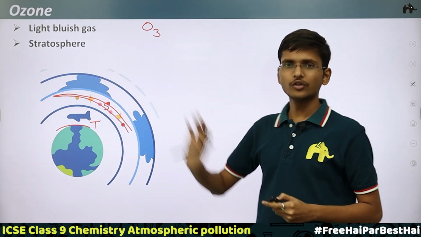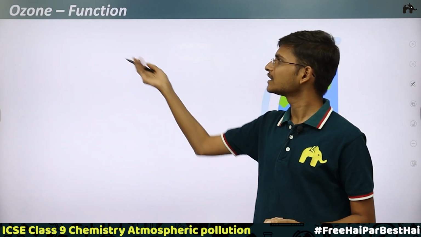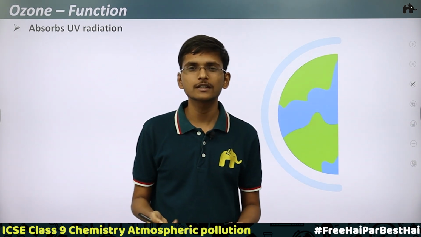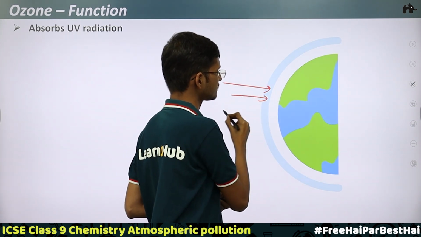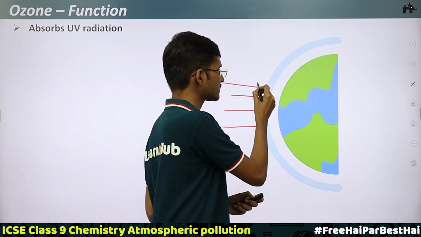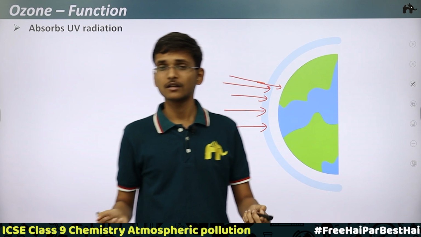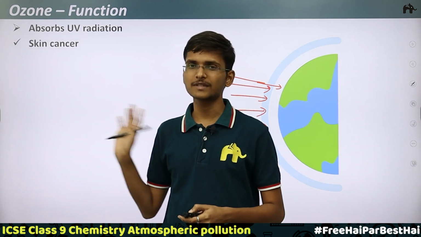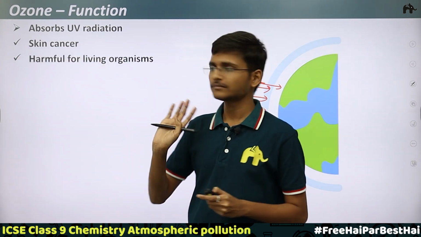So this ozone layer has a very important function. We all know it absorbs UV radiation, which are harmful for us. In what terms? If it won't absorb this UV radiations which is coming to the Earth, okay, and if this UV radiations pass on, okay, and reach the Earth's surface, we may suffer from skin cancer. Also, it is harmful for the living organisms as well. Okay, so this is a very important function of ozone, fine.